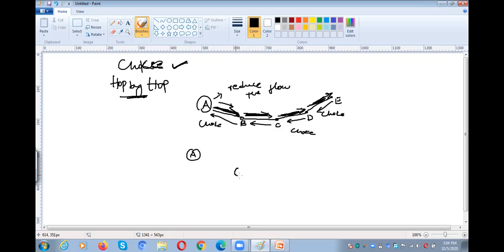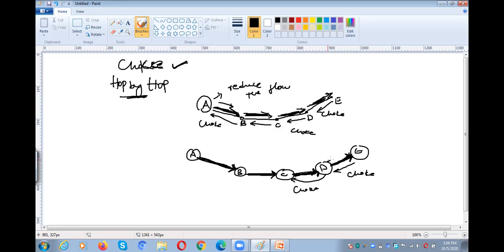Hop by hop: this is A and this is B and this is C router and this is D and this is E. Initially, A is sending the data with this transmission speed, dark line. Whenever there is a choke packet coming from E, what will D do? Whenever there is a choke packet from E to D, immediately D will reduce the flow like this and forward the choke packet to C.